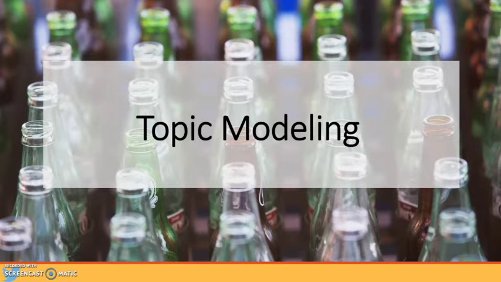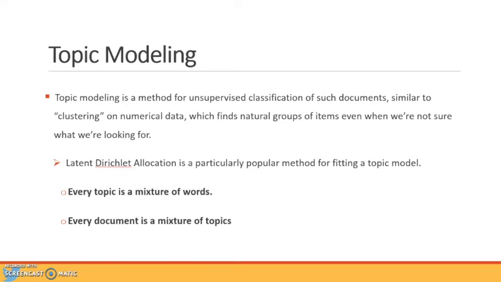So next, let's talk about topic modeling. In text mining, we often have collections of documents, such as papers or news articles. Sometimes we like to divide them into natural groups so that we can understand them separately. Topic modeling is a method for unsupervised classification of such documents, similar to clustering on numerical data, which finds natural groups of items even when we are not sure what we're looking for.